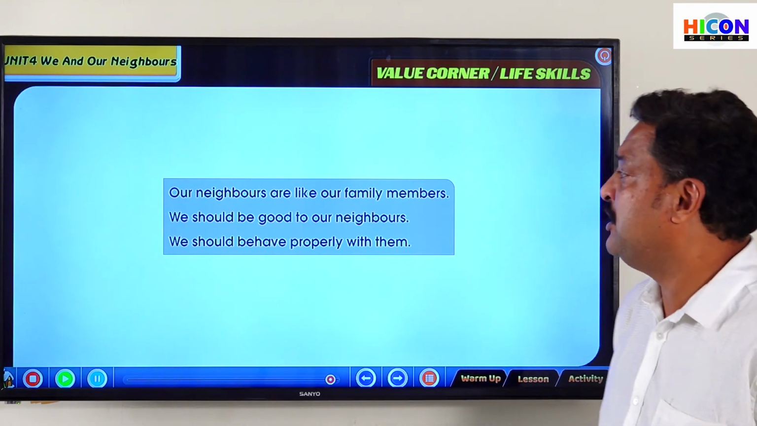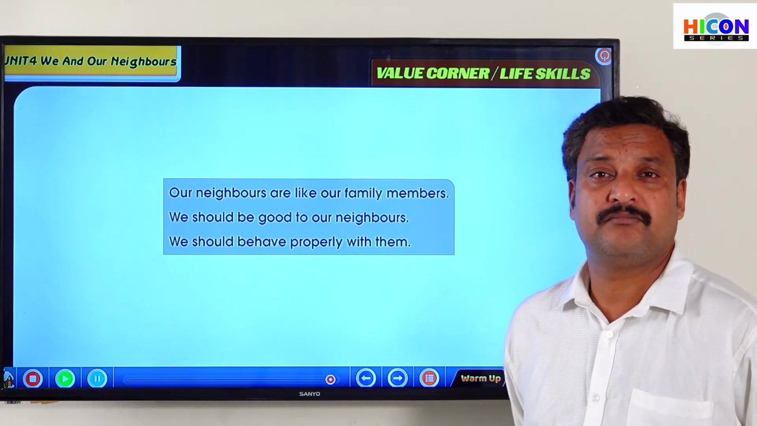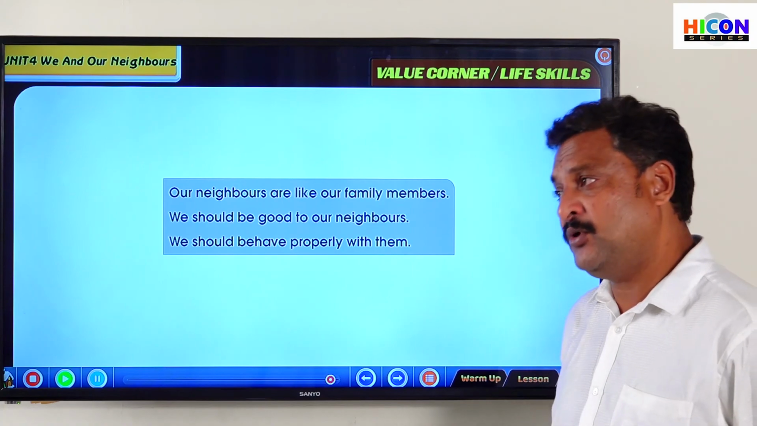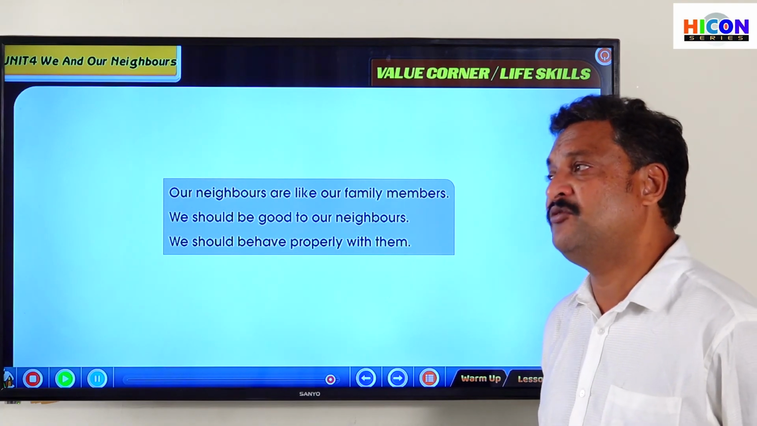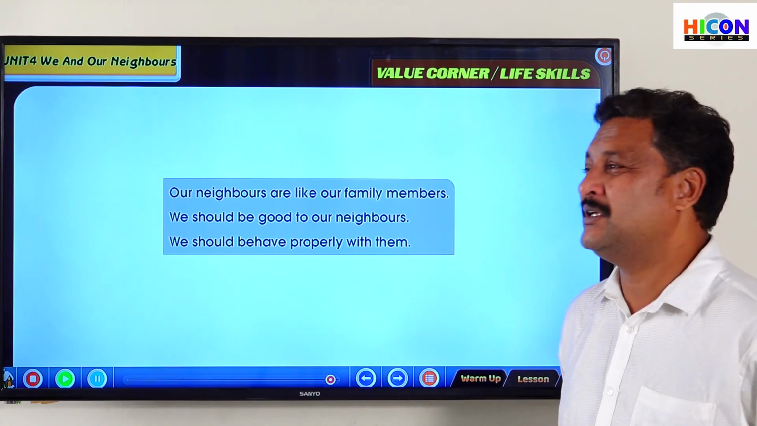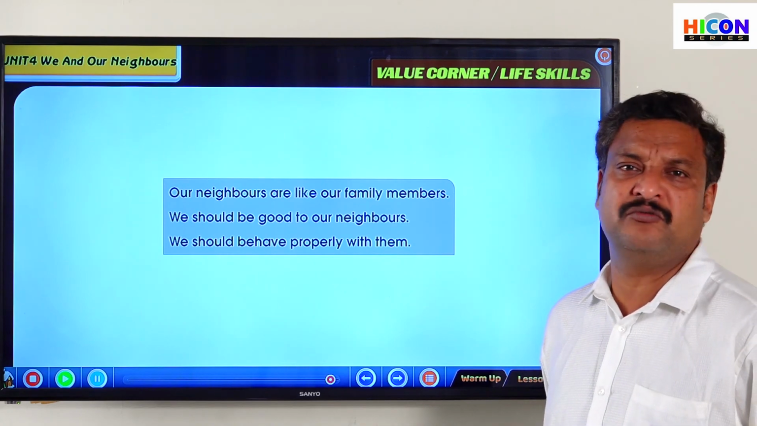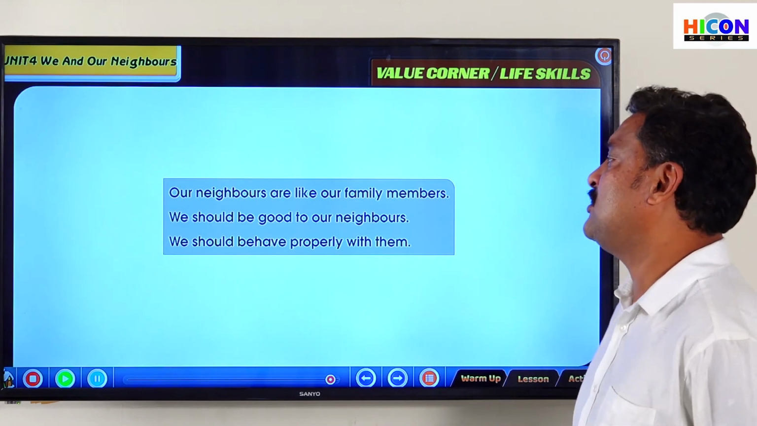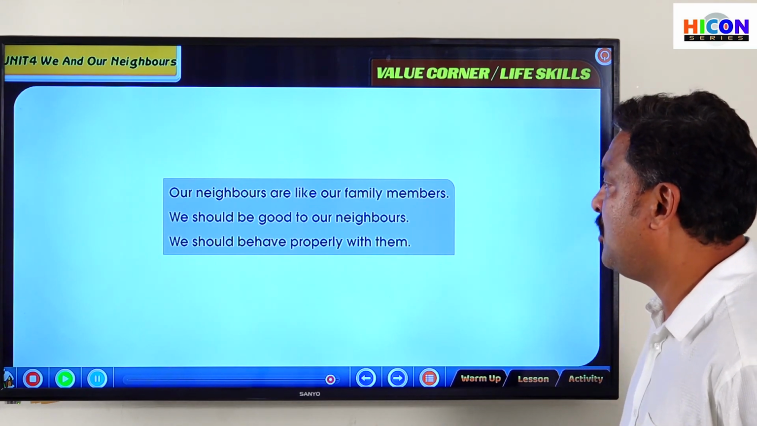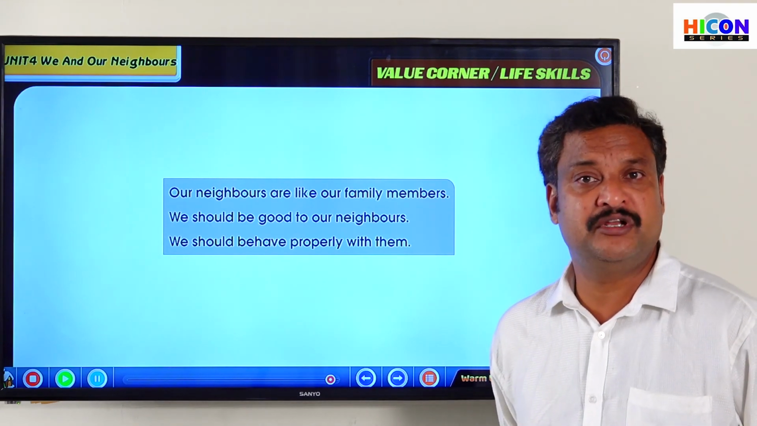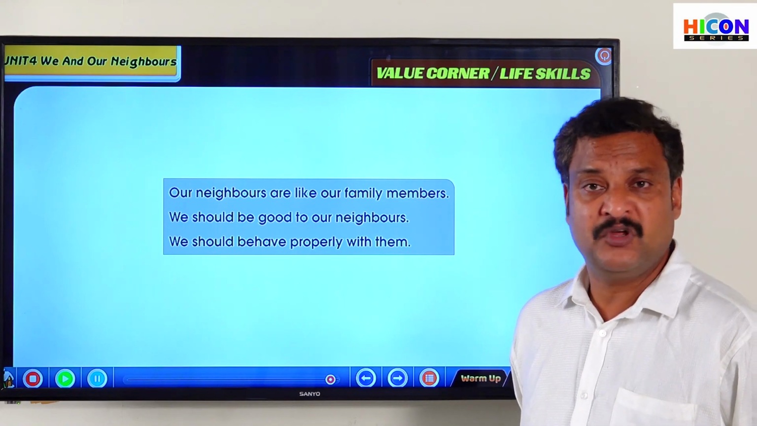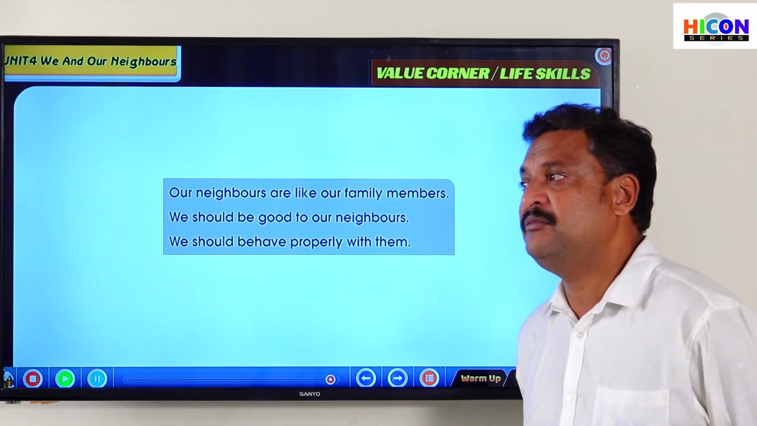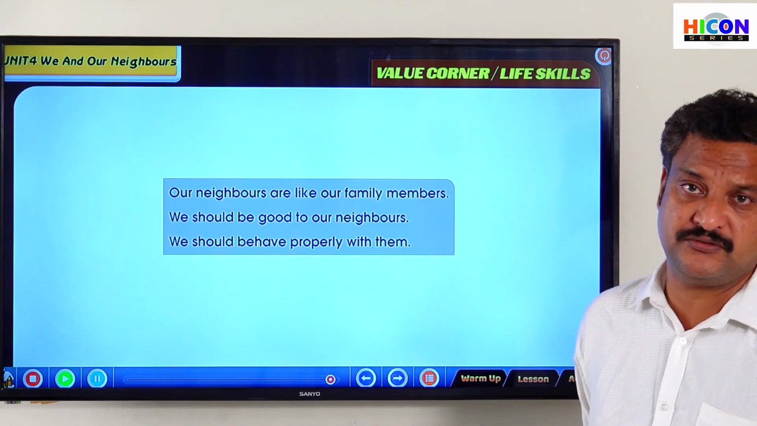Then we should be good to our neighbors. We should give them respect. We should be polite to them. We should help them if possible, but we should not throw the garbage into their areas. We should not do such kinds of things. Right? We should behave properly with them. We have to deal with them politely. As we take care of our house, we shall have to help them in maintaining their households.